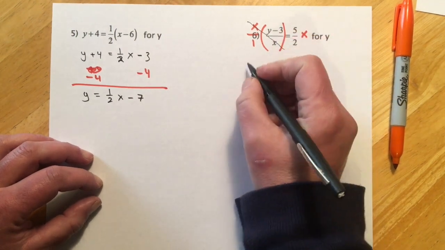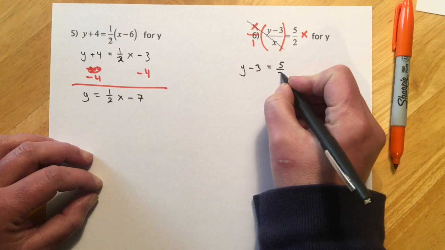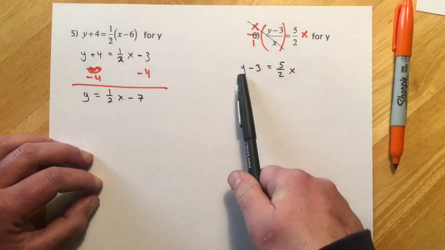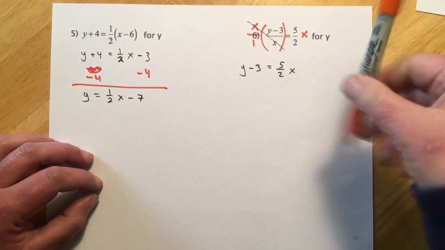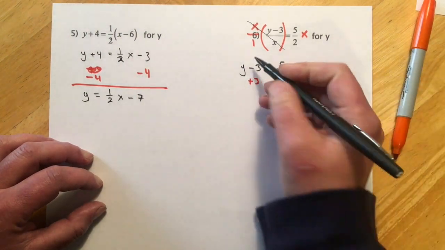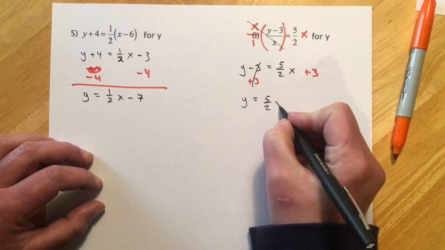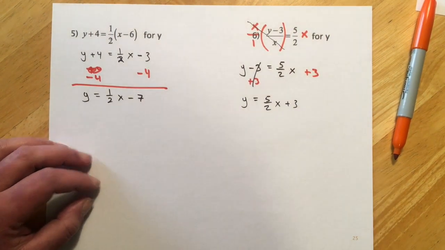Now I'm left with just the y minus 3. And then to finish getting y by itself, now I'll go ahead and add the 3 over. So then those cancel, and I am left with y equals 5 halves x plus 3.